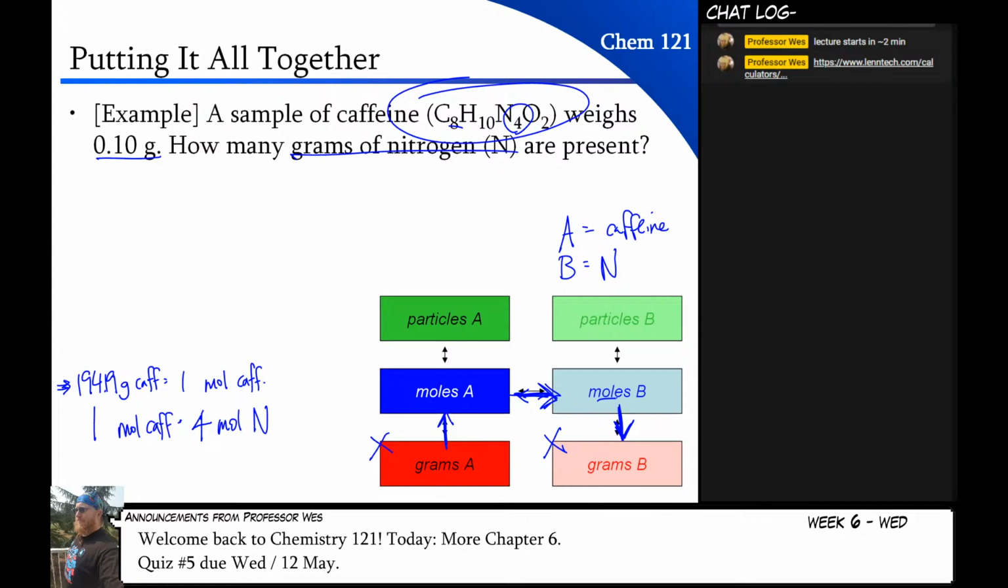And then finally, moles of B to grams of B. So moles of nitrogen to grams of nitrogen. In 1 mole of nitrogen, how many grams are there? Well, according to the periodic table, there are 14.007 grams of nitrogen. So we have all the relationships set up. We know our path to get to the end of the calculation. So let's do that.